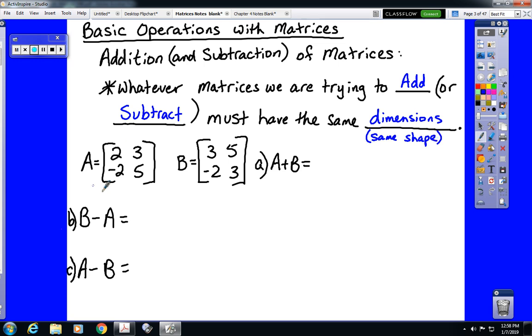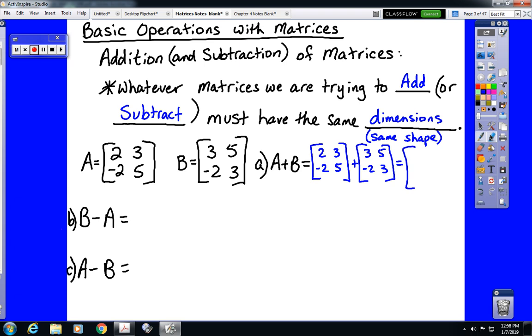Here we have a matrix A that is 2 by 2 and a matrix B that is 2 by 2. The first problem here asks us to do A plus B. Normally they're not going to be written next to each other in such a nice manner, so I do always suggest that you start off by rewriting the matrices that you are actually working with next to each other. So in this case we have the matrix 2, 3, negative 2, 5, which is matrix A, plus the matrix 3, 5, negative 2, 3, which is matrix B.